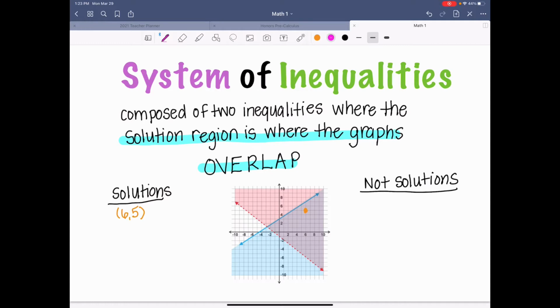All right, so a point that is not a solution would be (4, 8). So very close to each other, but (4, 8) is only in the red area. It's not in the overlap.